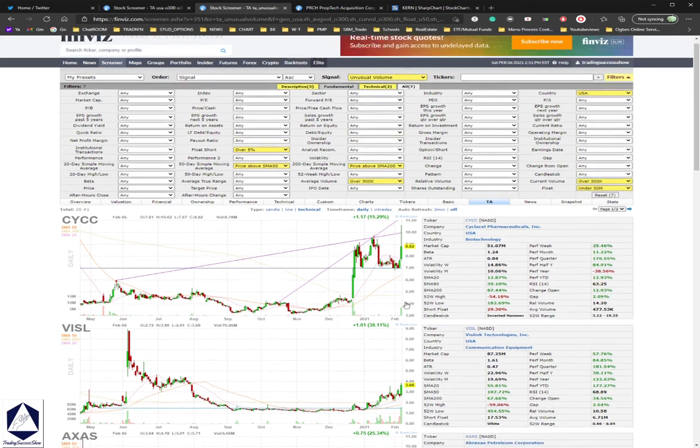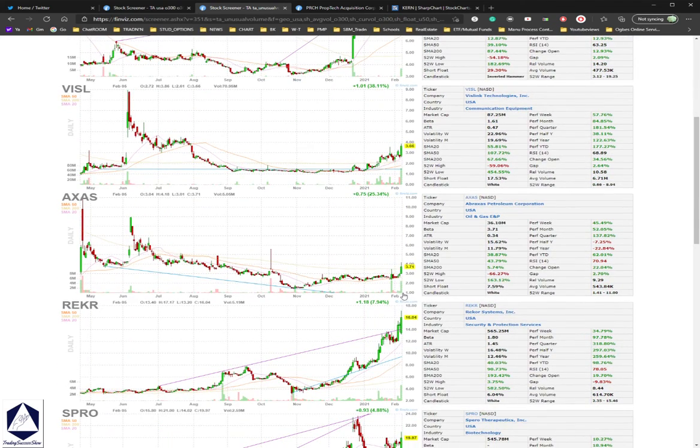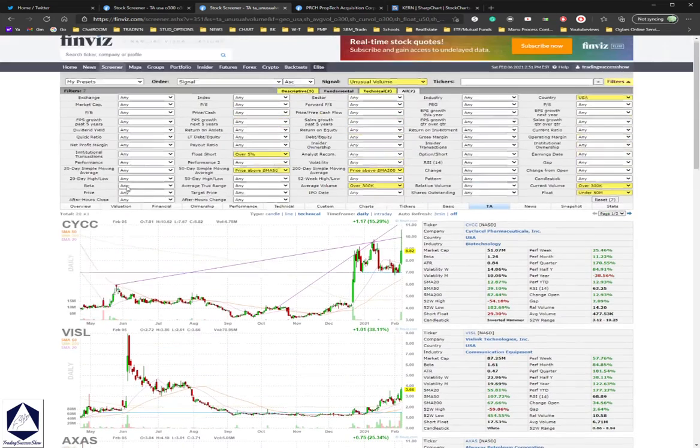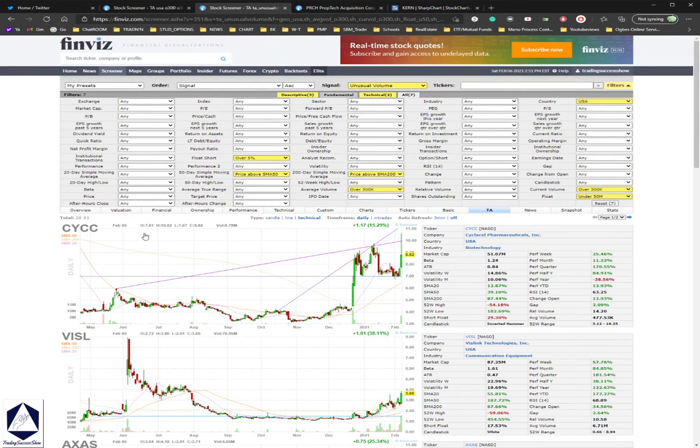So I'm still gonna be holding the VISL, and I'm gonna be holding the CARV. But however, from this list of 20 stocks, we're able to come up with 10 on the list. Okay, 10 of them really looks good technically. So I'm gonna keep those on my radar as well. So this is how I find unusual volume on stocks.